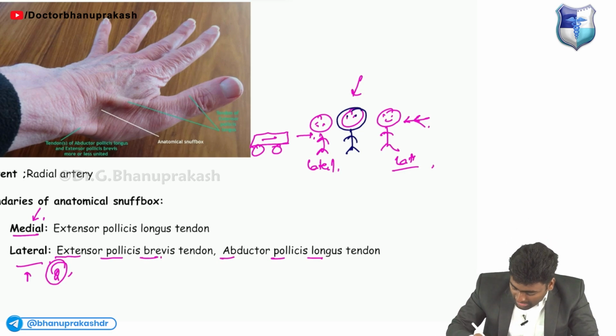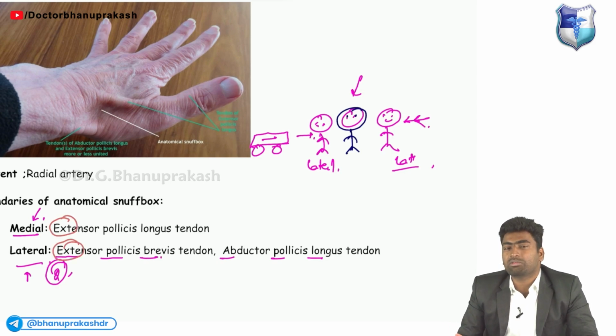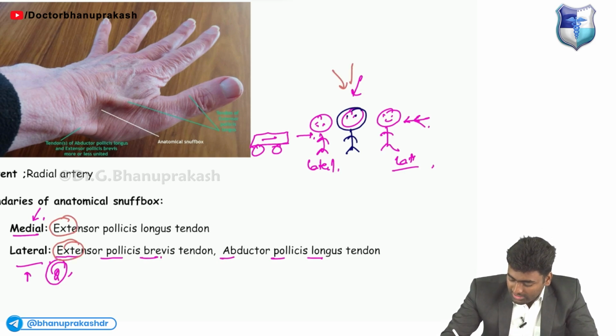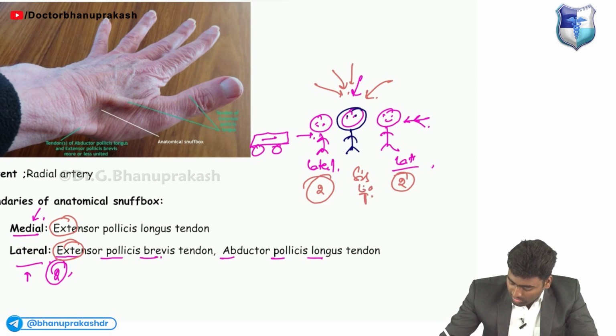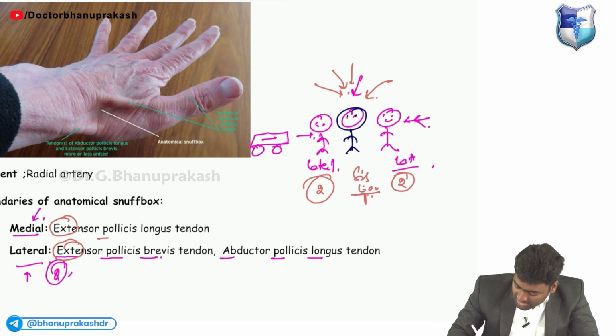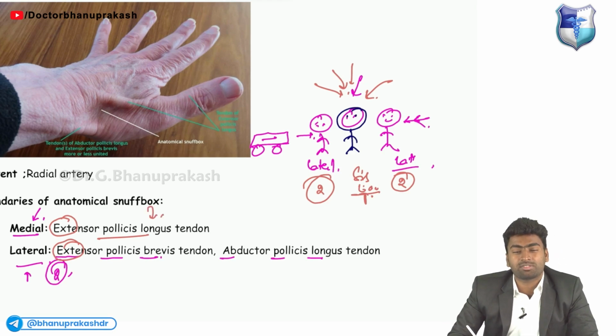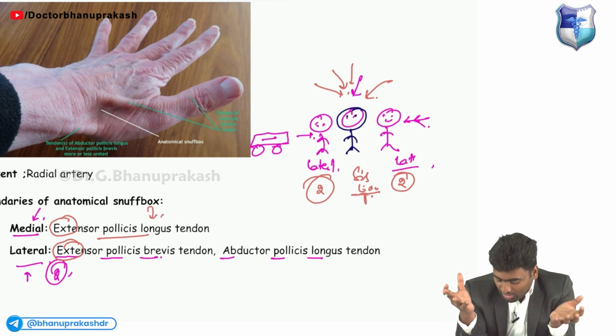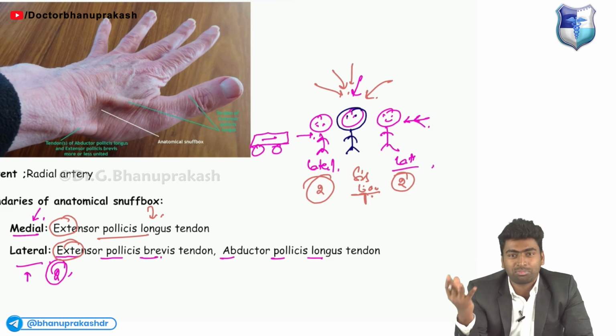So remember, this is medial, and the medial one is being protected. If you have a single sister and two brothers, she will always be protected, and you want her to live long. So remember, the extensor pollicis longus is the longest tendon. It is the longest because it is single, so you want it to live longer because of your protection. And you know, with protection you will live longer.